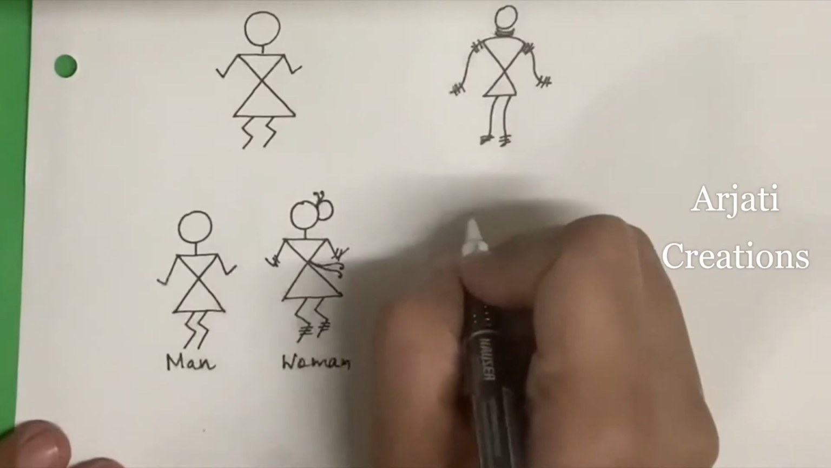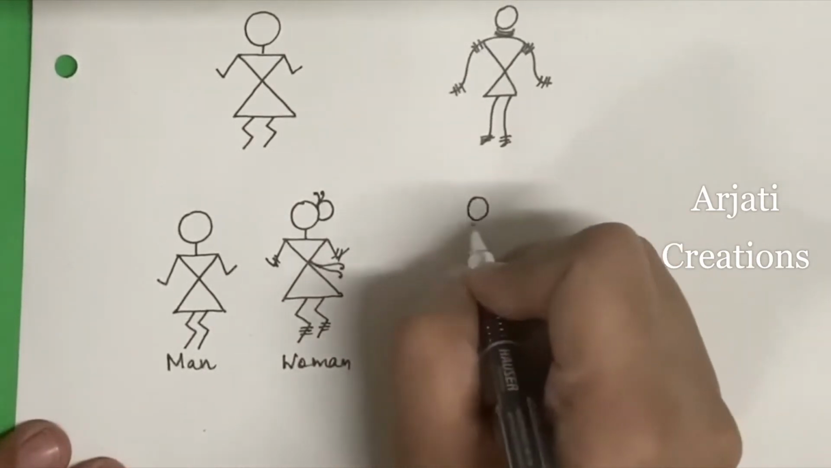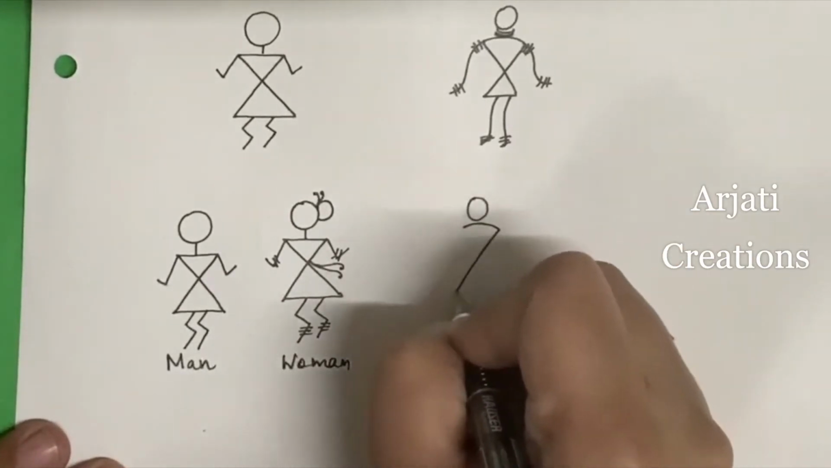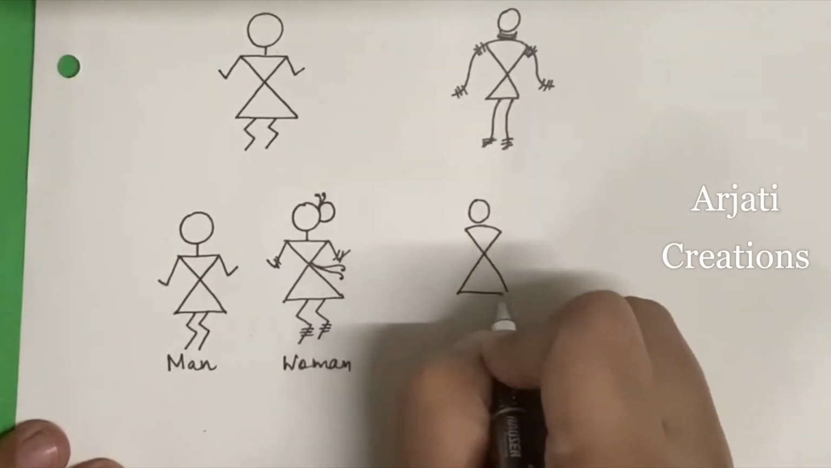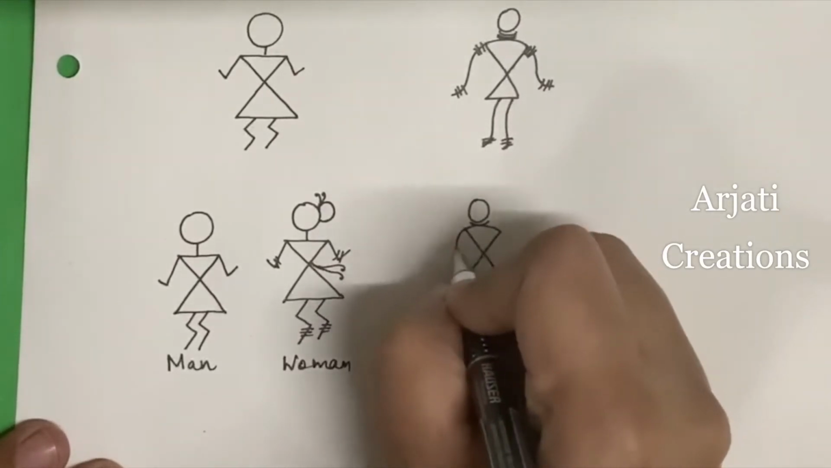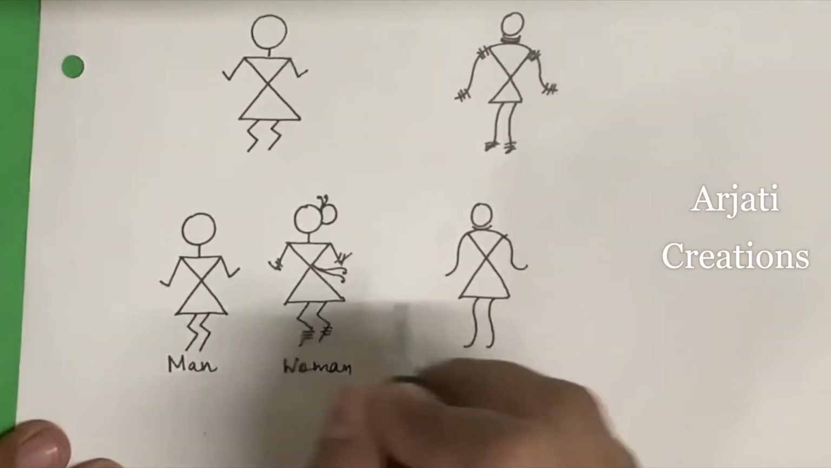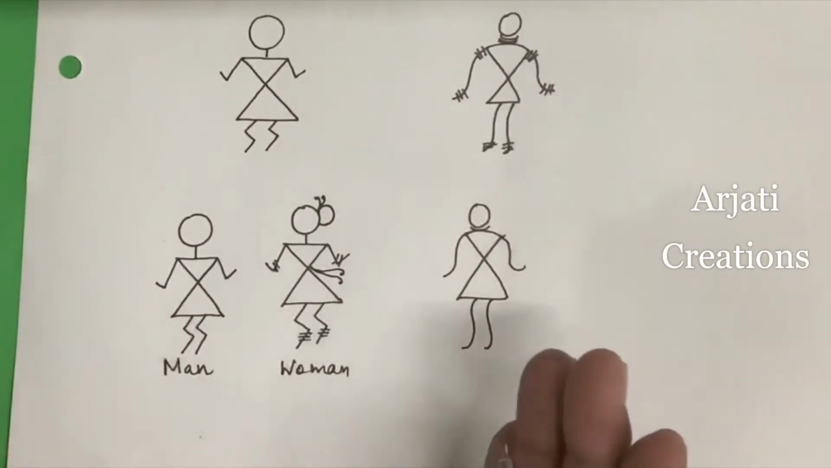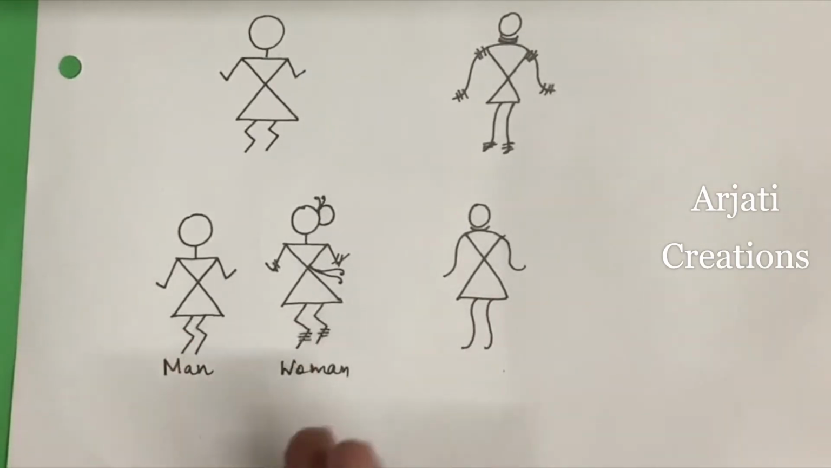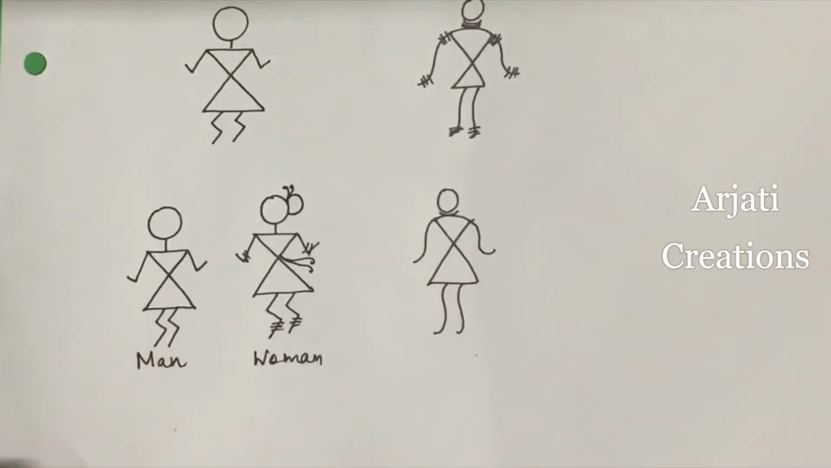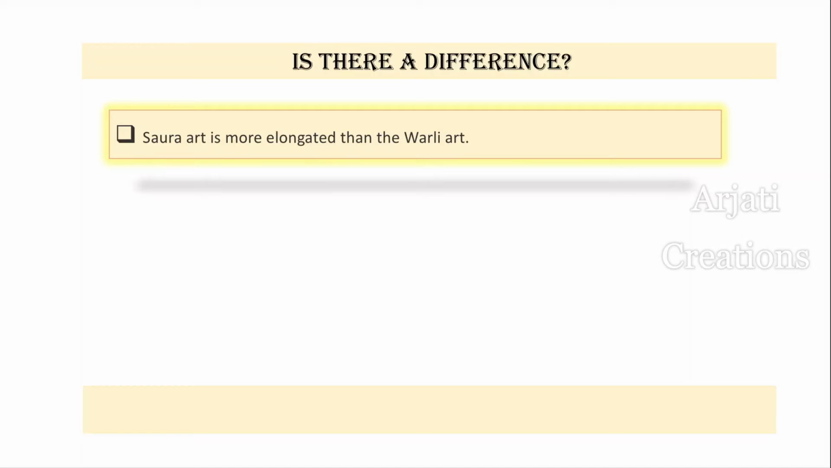But if you look at Sora art, largely you will see that all the paintings of Sora art have almost all human depictions in the same way. All the human depictions are similar. There is no distinction between a male figure and a female figure. So this is the second difference between Sora and Warli. Sora art, the figures are more elongated than in Warli art. So let me show you how there is a difference between the forms of art.